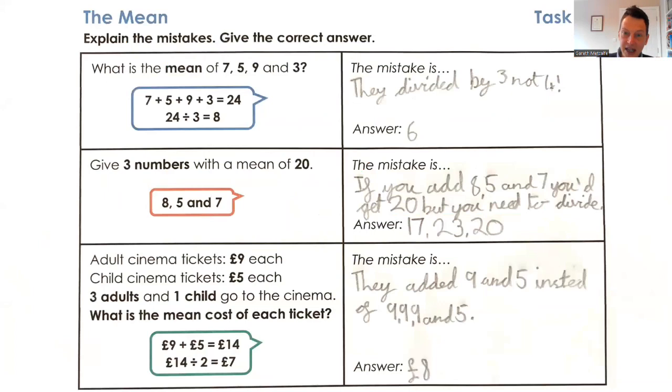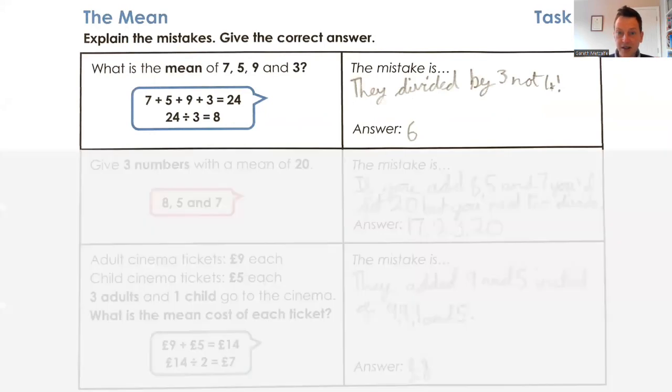That leads into task B, our first task involving calculation, where we consider misconceptions that might arise. So, for example, in the first question, noting that the mistake made here is the person divided by 3 rather than 4, which is, in fact, of course, the number of numbers.